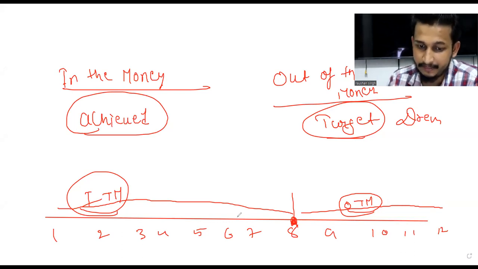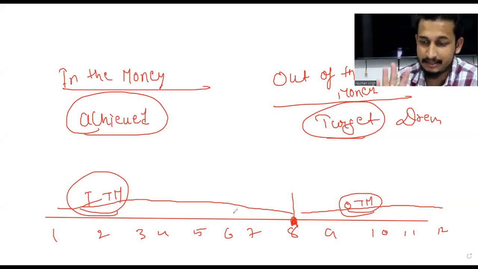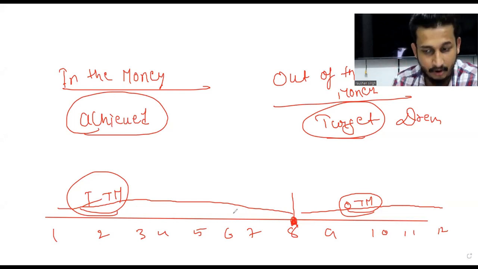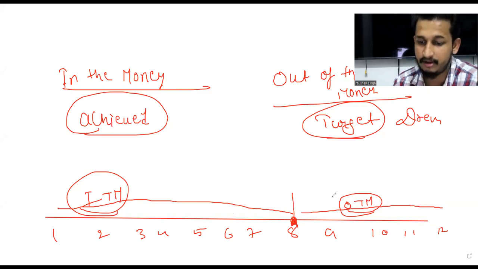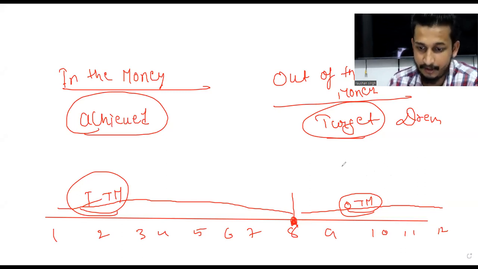Simple thing. In the money is basically, in simpler words, what has already been achieved. The target, जो भी हमारा था वो achieve हो चुका है. Out of the money is yet to be achieved. Clear till this point of time? The simple meaning of in the money and out of the money.